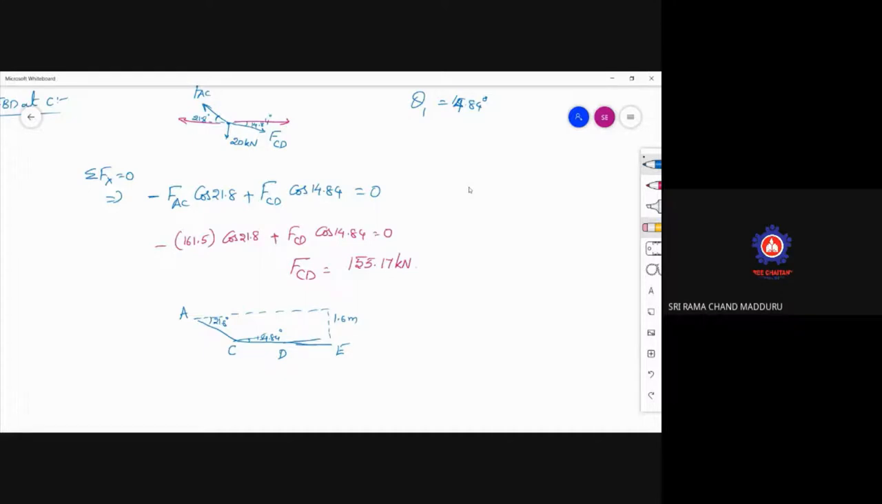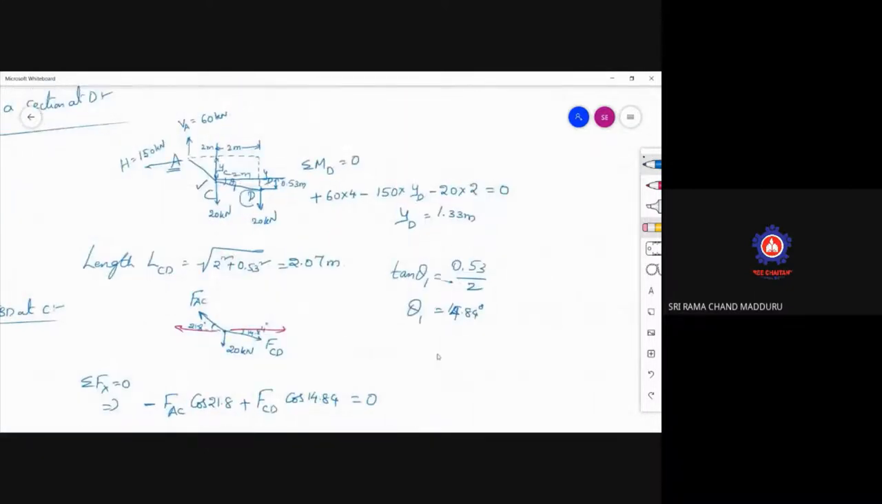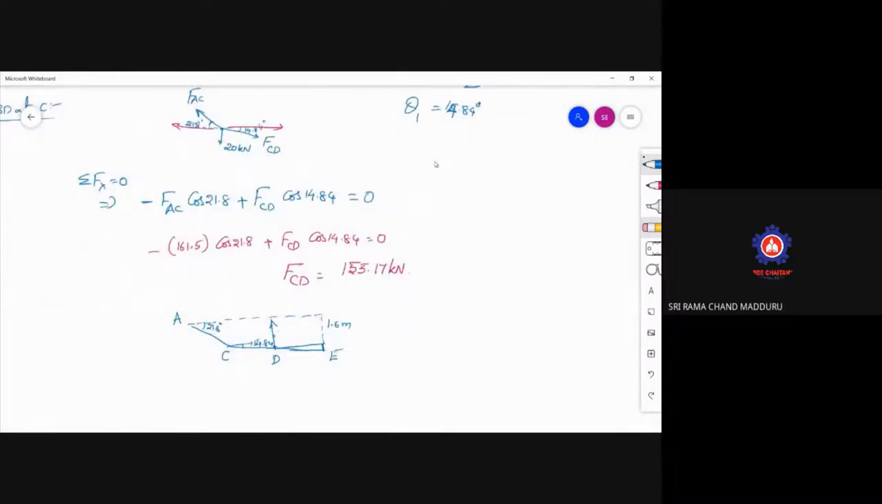What is this angle as well as what is this distance? YD, what is the value of YD? YD value is 1.33 meters. This distance is nothing but 1.6 minus 1.33, which is called the ordinate here. How much? 0.27 meters. 1.6 minus 1.33, 0.27 meters.